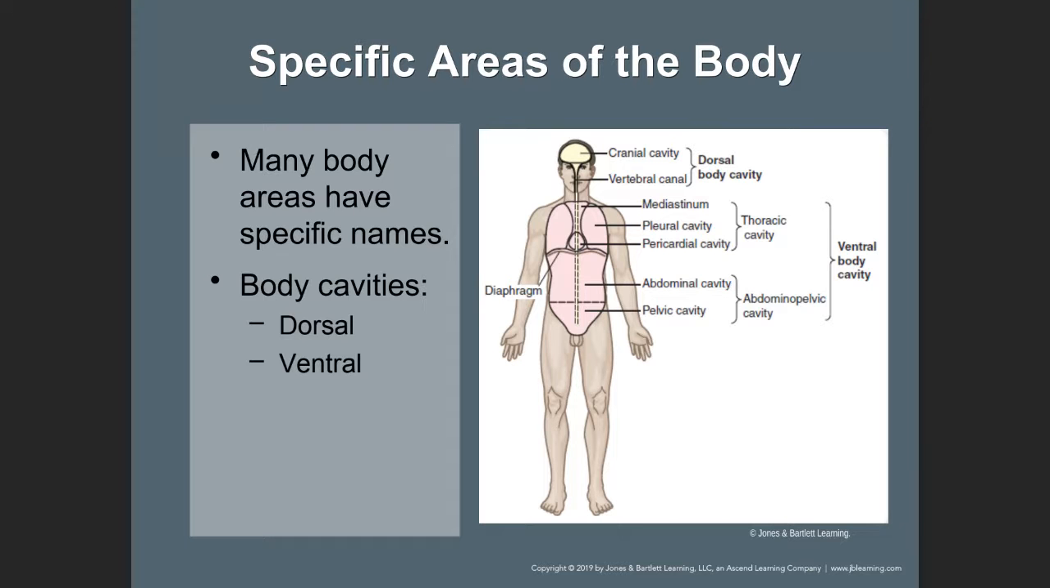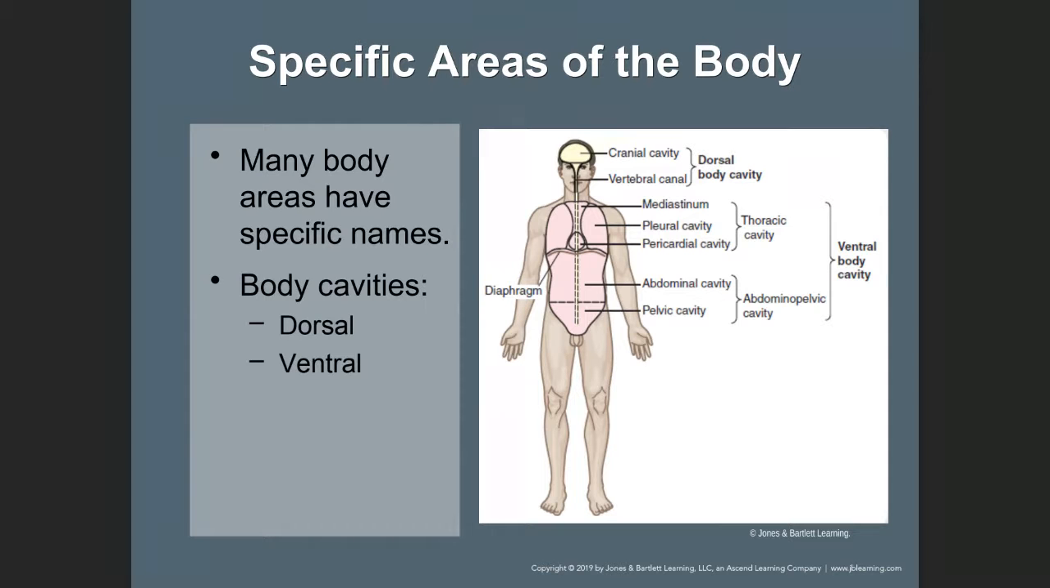Specific areas of the body. Many body areas have specific names, and there are body cavities that you need to be familiar with. Dorsal is posterior, ventral is anterior. You have the dorsal cavity, which is divided into cranial cavity and vertebral canal. You have the thoracic cavity, which is divided into the mediastinum, pleural cavity, and pericardial cavity. Within these cavities, you need to know what type of structures are located there.